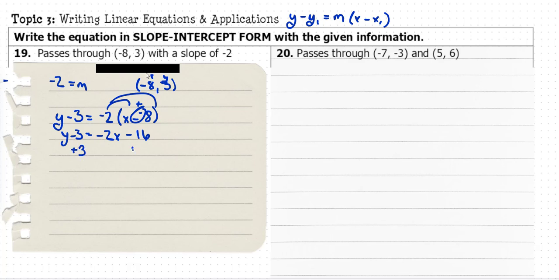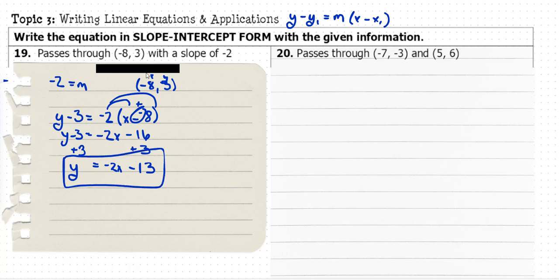Adding 3 to both sides, y is equal to -2x minus 13. Once it is in slope-intercept form, I was about to go to graphing that. That's just where you solve for y, and so that's the answer.